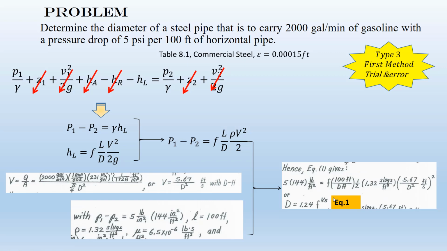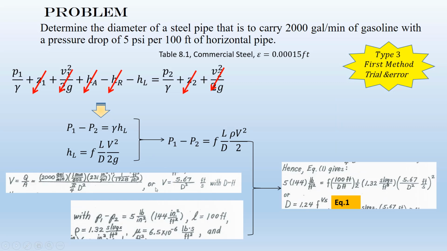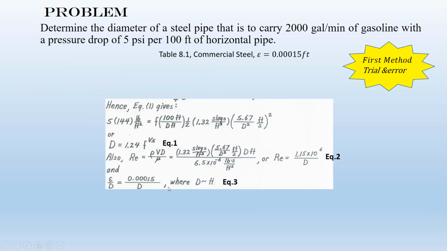Let's see if we can set other correlations. Also, you can write the equation for the Reynolds number. Reynolds number is rho V d over mu, and you already found a relationship between the velocity and volumetric flow rate from the previous slide. Look, this is the relationship between velocity and diameter. If I substitute for the velocity in the Reynolds number from this equation, then you can find a relationship between Reynolds number and diameter. And then the third equation is the relative roughness, epsilon over d.